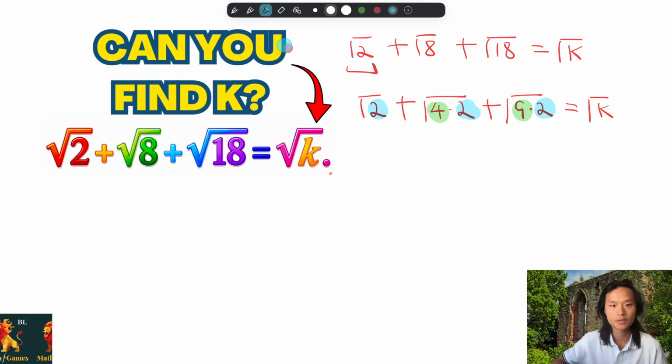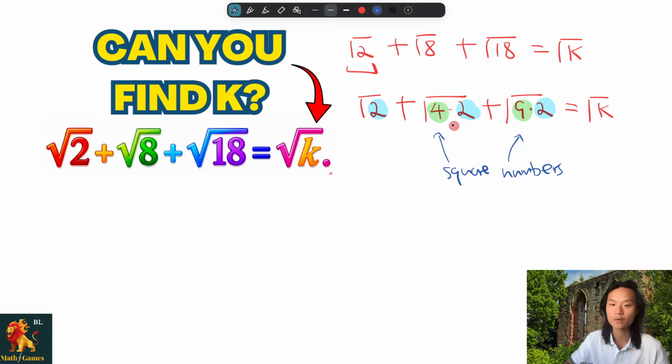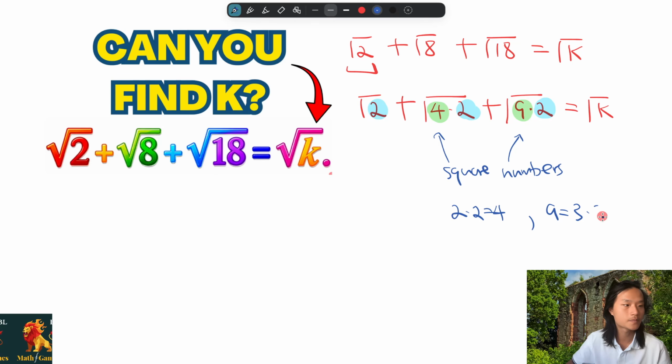Okay, so as you can see, we have some square roots of 2, but also some 4 and some 9. And interestingly, both 4 and 9, they are square numbers, okay? Meaning that they can be broken down into a smaller integer. So we know 4 is 2 times 2, and 9 is 3 times 3, okay?